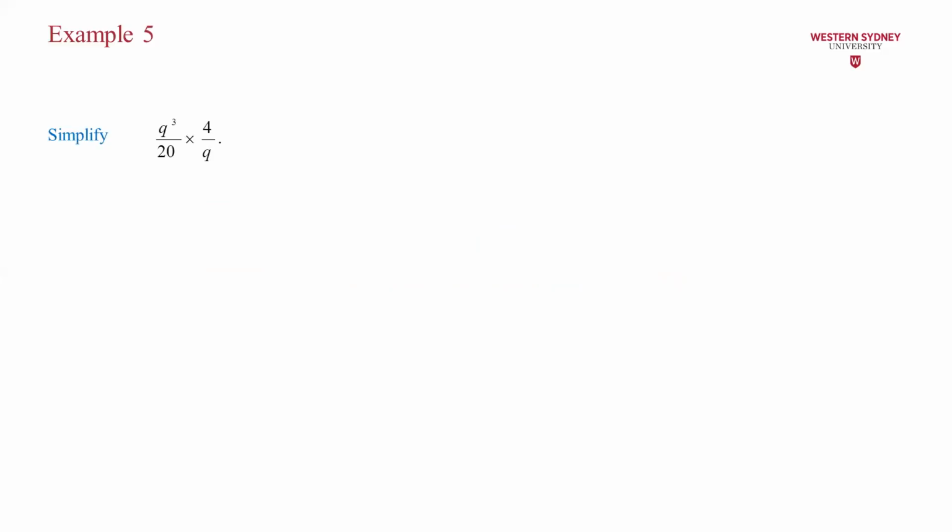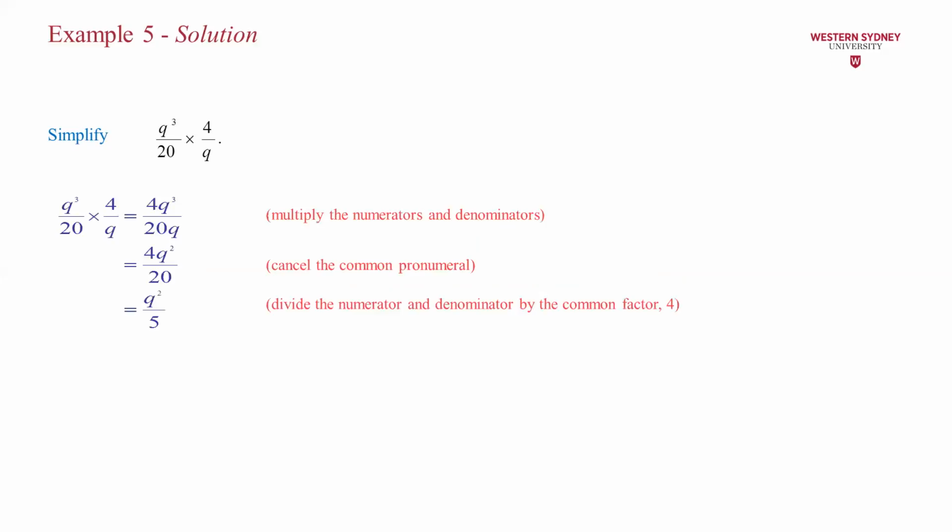Example 5. Simplify q cubed over 20 times 4 over q. So here we're going to simply multiply the numerators and multiply the denominators. This gives us 4q cubed over 20q. We're now going to cancel q from the top and the bottom. q divides into q cubed, q squared times, and q divides into q once. Now we're going to divide 4 into the 4 and 4 into the 20 to leave us with q squared over 5. Those who are more advanced with using fractions may want to cancel out before multiplying, and that's okay.